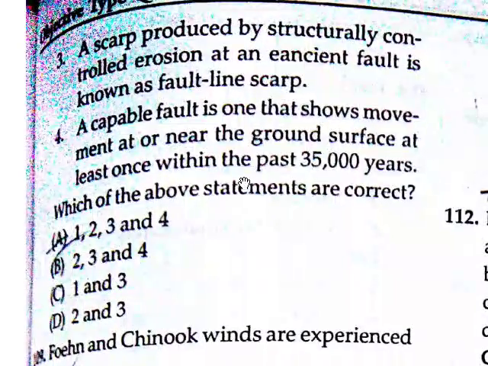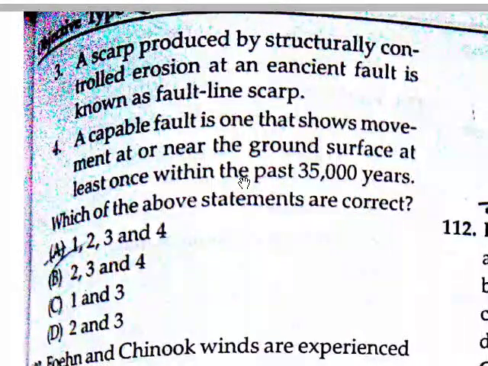Scarp produced by structurally controlled erosion at an ancient fault is known as fault line scarp. It is correct. A chemical fault is one that shows movement at or near the ground surface at least once within the past 35,000 years.